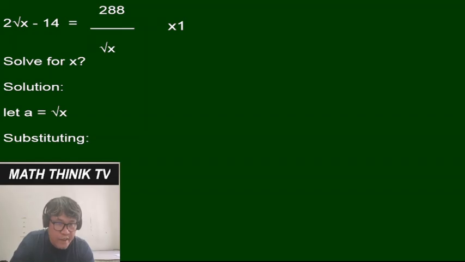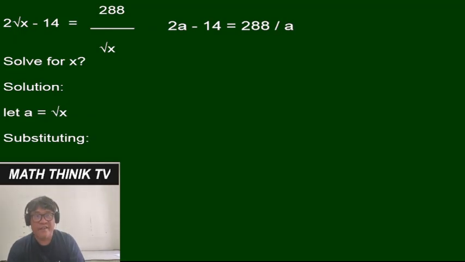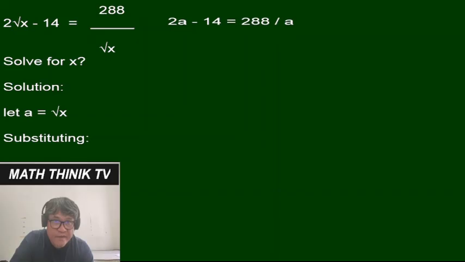So, pag sinubstitute natin yan, yung equation natin magiging 2a minus 14 is equal to 288 over square root of x, which is a. Right? Tama ba guys? So yan na yung equation natin. So we can simplify now.